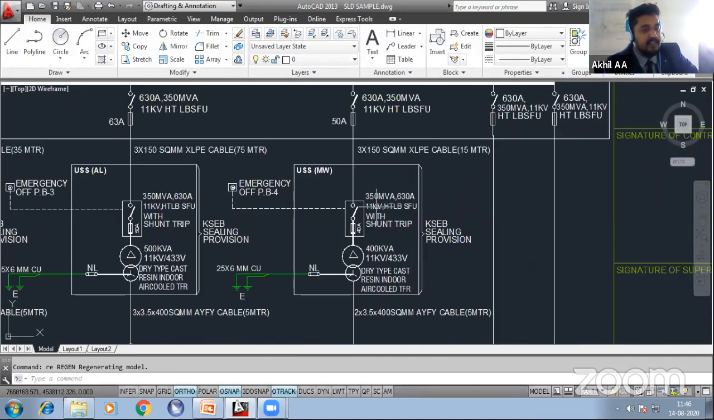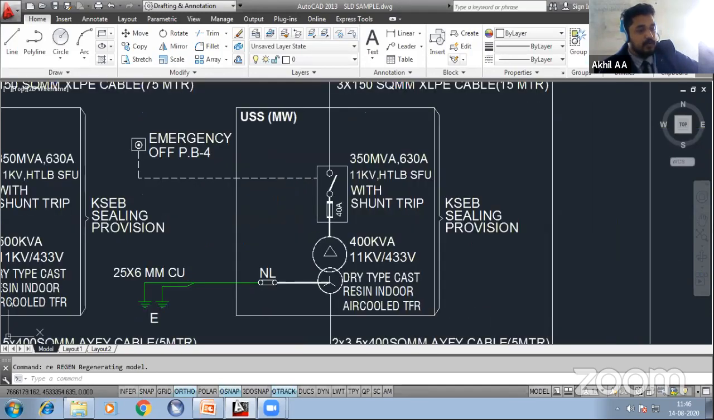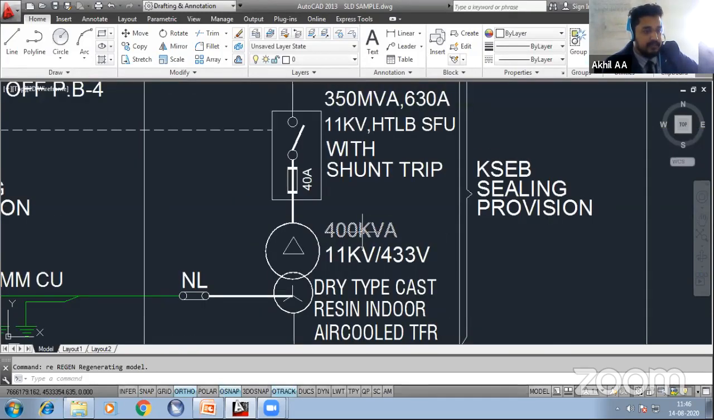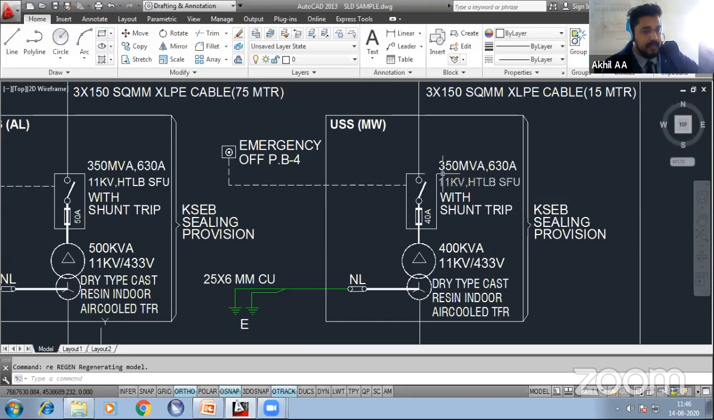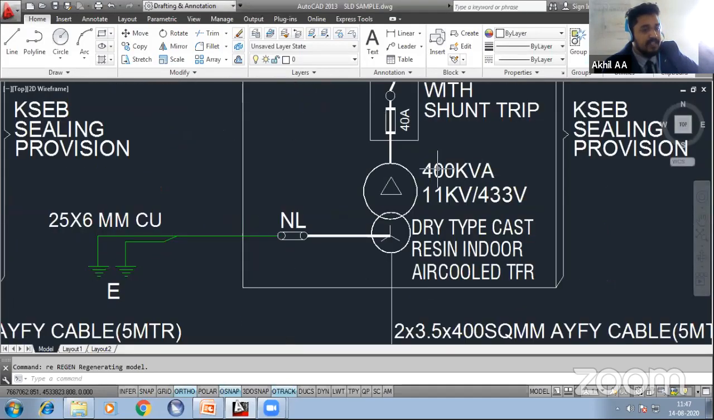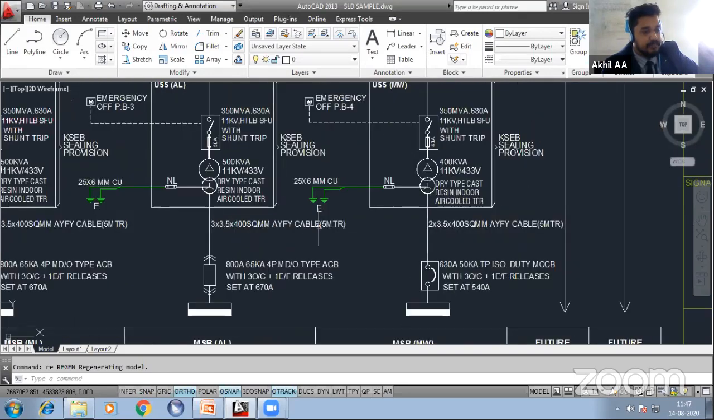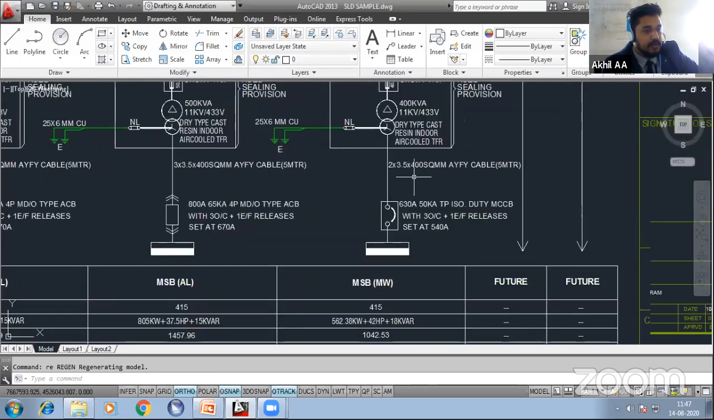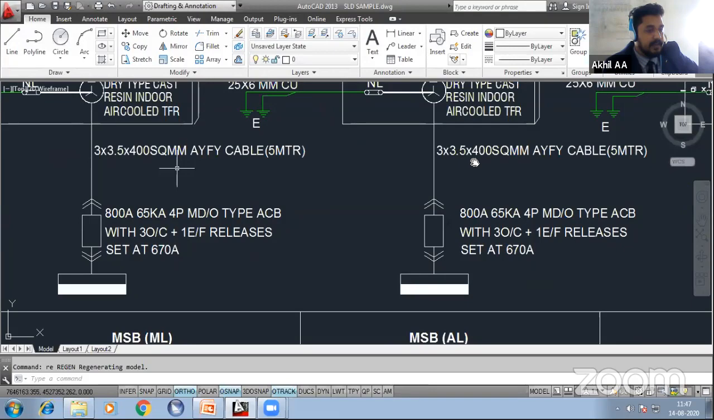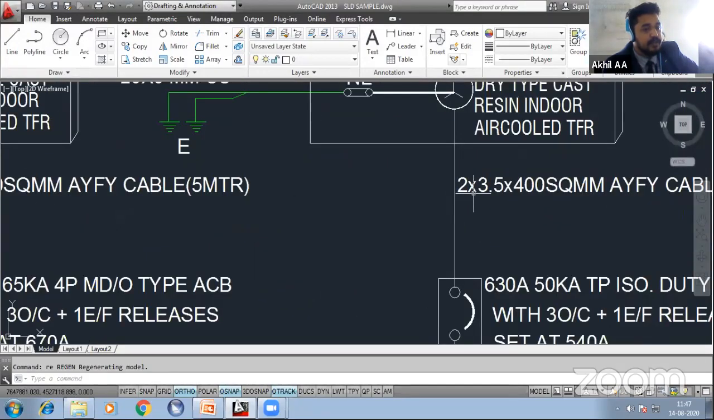And tower 3 has a lesser load compared to towers 1 and 2, so it is 400 kVA. All the others are the same: the main HT LBS fuse unit and the representation are the same, only the rating has been changed. Here there are 3 runs of cable, 3 runs of cable, and here only 2 runs of cable.